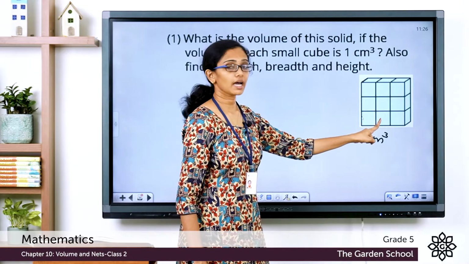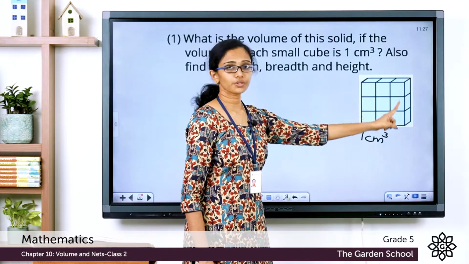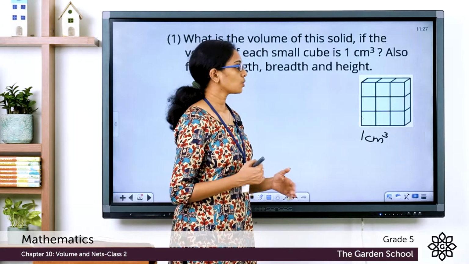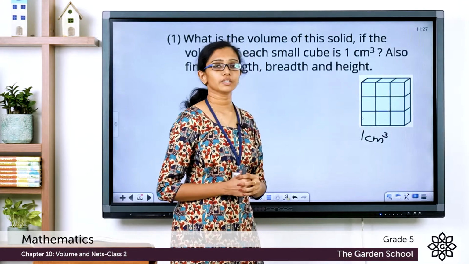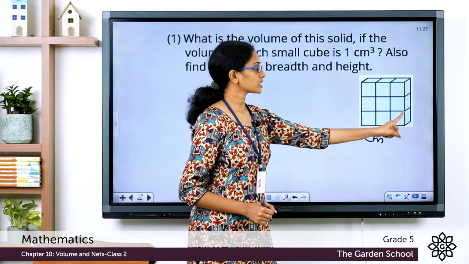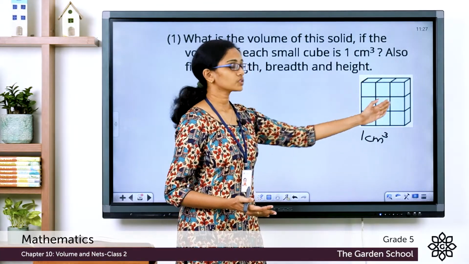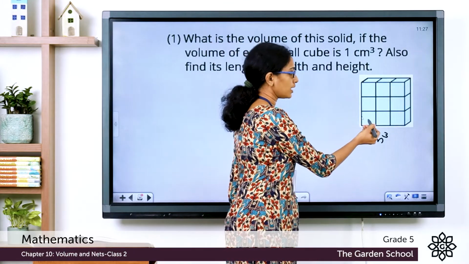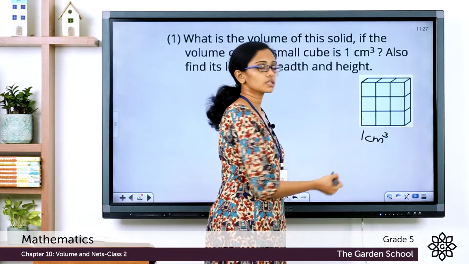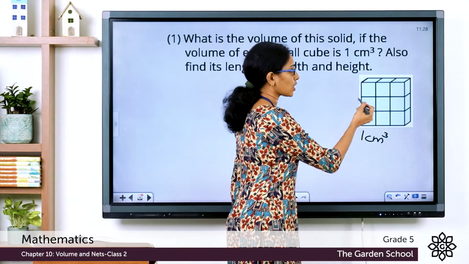So 2 cubes will be having 2 centimeter cubes. If you can find the sum of the volume of all these small cubes here, you will get the volume of this total solid object, right? So how can we find out the total volume of this solid object? If you know the volume of 1 small cube, we can find out the volume of the total solid figure. How? Just count the number of cubes here. Here is 1 cube and it has got a volume of 1 centimeter cube. So when it is 2 cubes, it will be having 1 plus 1, 2 centimeter cube volume. So how many total cubes are here?